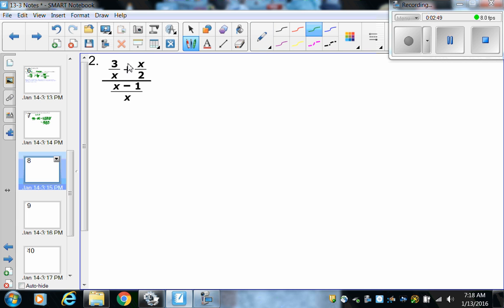Example 2, if you notice, up top we have addition before we do the division. So what we need to do first is simplify what's happening up here on the top. So off to the side we have 3 over x plus x over 2. So our common denominator here is going to be 2x. So what do I need to multiply the first one by in order to get 2x here? And that would be 2. So that's really a 6 up top.